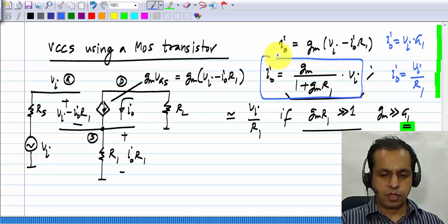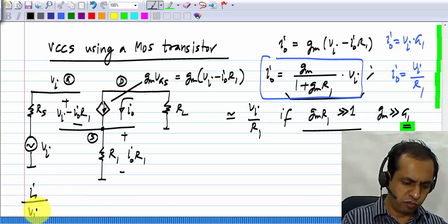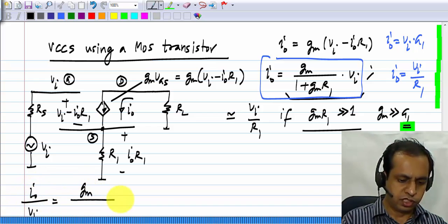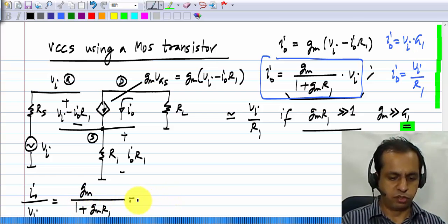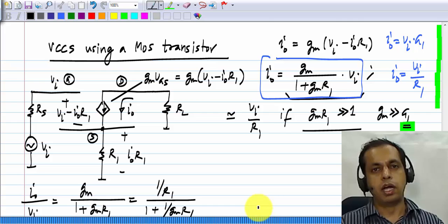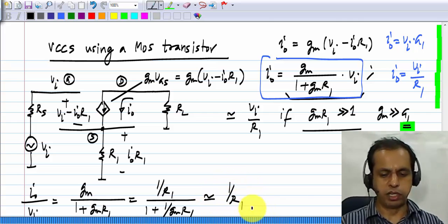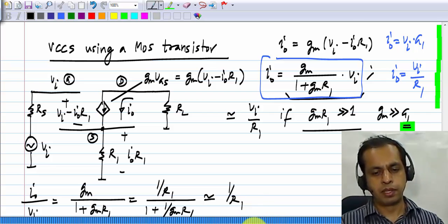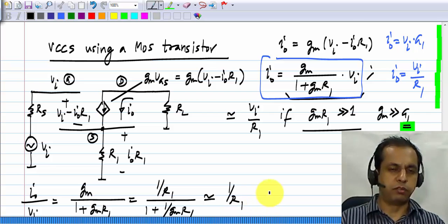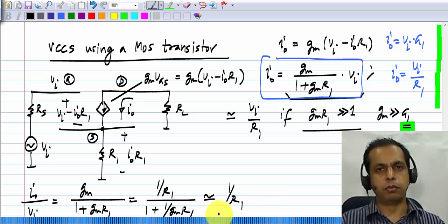The exact expression for the transconductance I0 by Vi is Gm by 1 plus Gm R1, which can also be written as 1 by R1 divided by 1 plus 1 by Gm R1, and if Gm R1 is much more than 1, it is just 1 by R1. So that's the important parameter of the voltage control current source, the ratio between the output current and the input voltage.